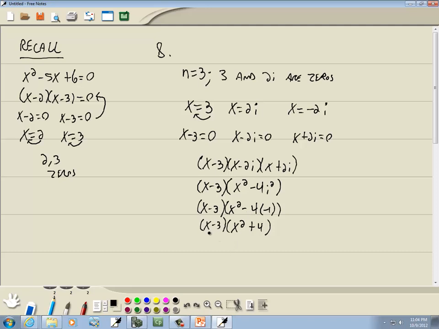Now if we multiply these together, x times x squared is x to the third. Negative 3 times x squared is negative 3x squared. 4 times x is 4x. And 4 times negative 3 is negative 12. And that would be our answer.